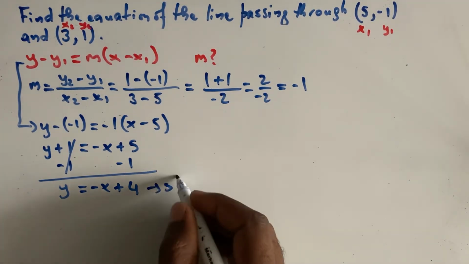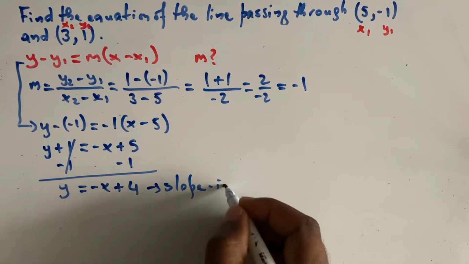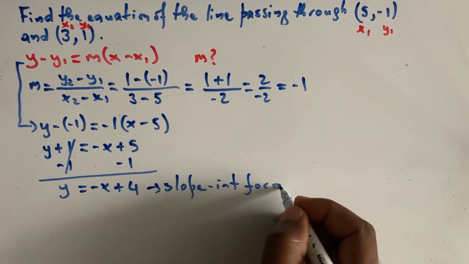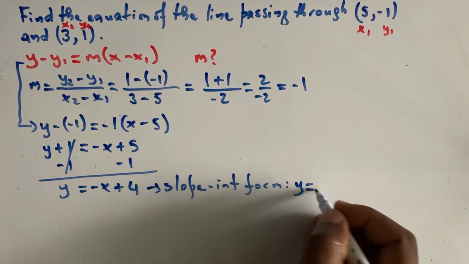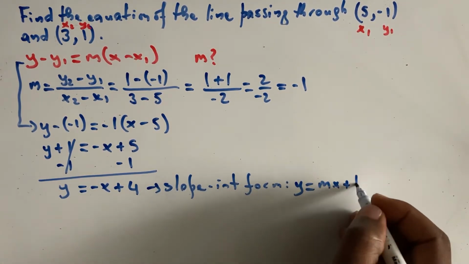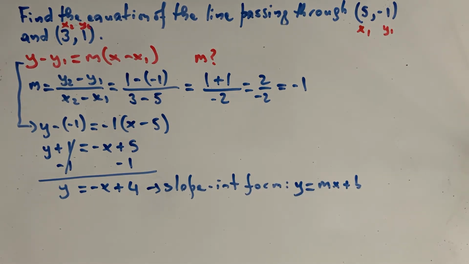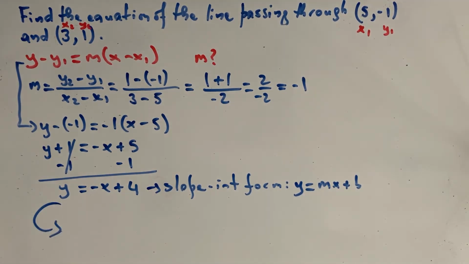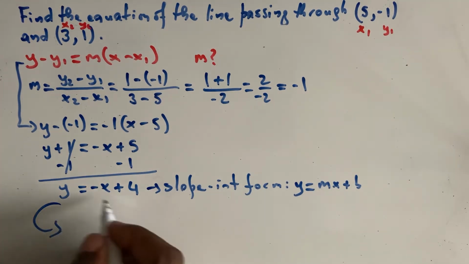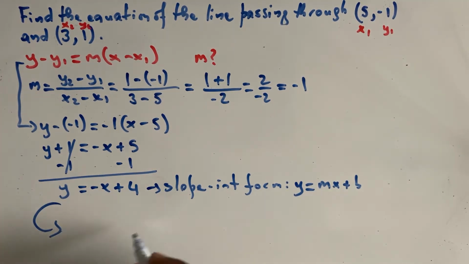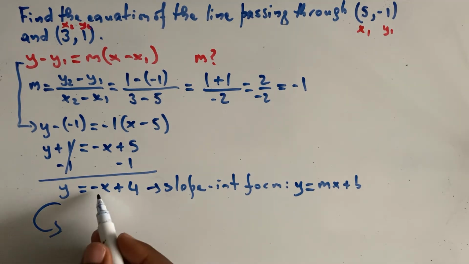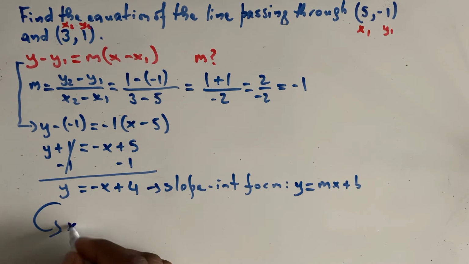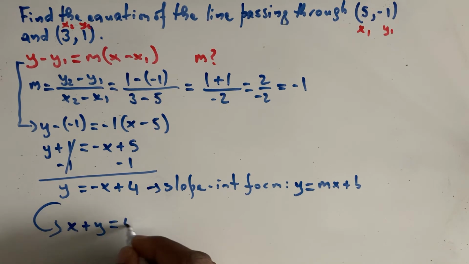This is slope-intercept form, which is like y equals mx plus b. Now, if you want the standard form, you would just need to transform what you have here and rewrite it as ax plus by equals c. So you would just need to move the x over. If you move it over, it becomes positive because you add x to both sides. So positive x plus y equals positive 4.